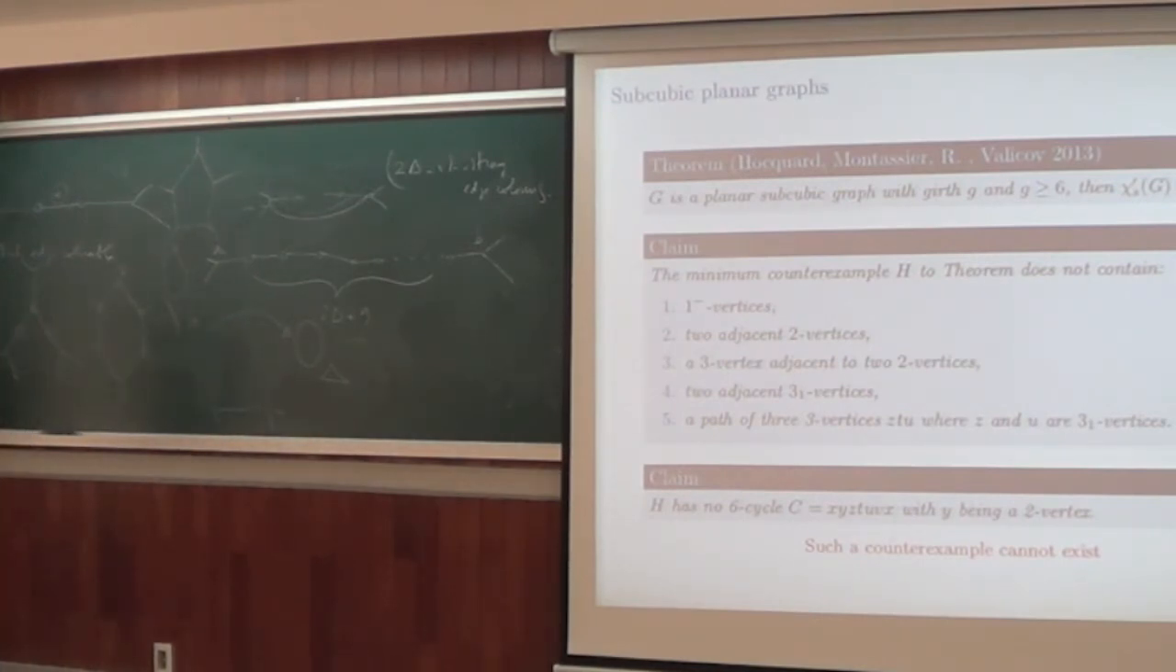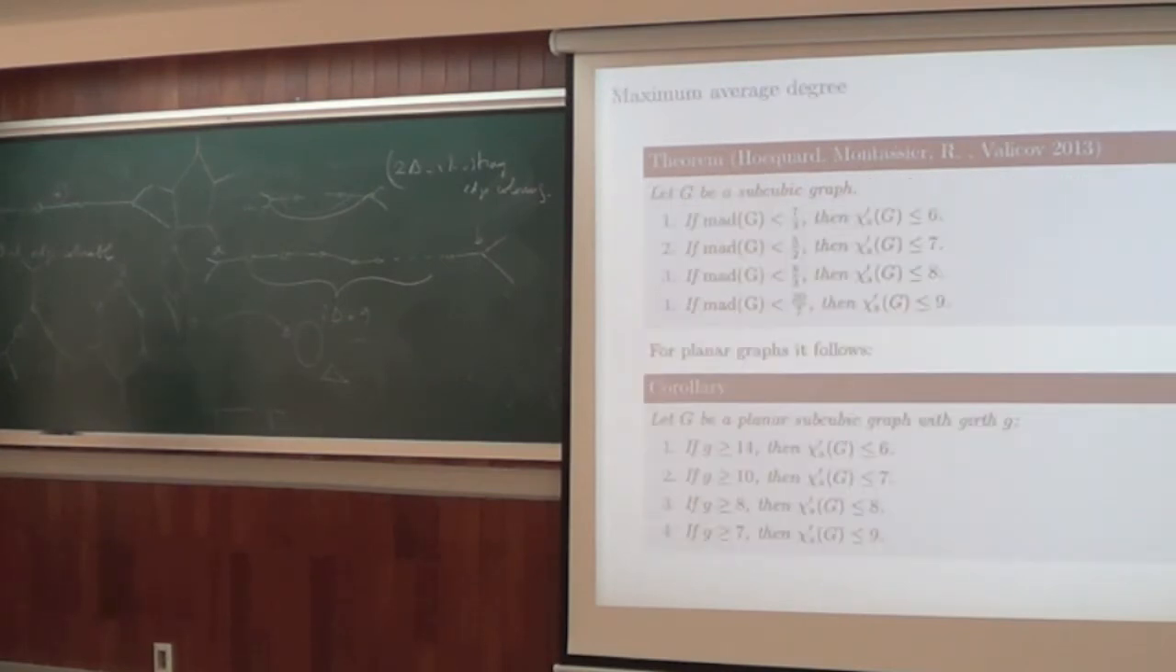Then we are dealing with the big graph. We somehow improve this maximum average degree result. Sometimes it is tight, sometimes it is not tight, so perhaps we can improve it. So I leave it to you, if you want, to find better results. So I finish my talk now.